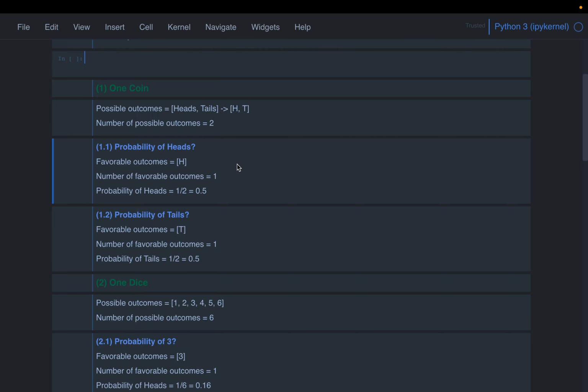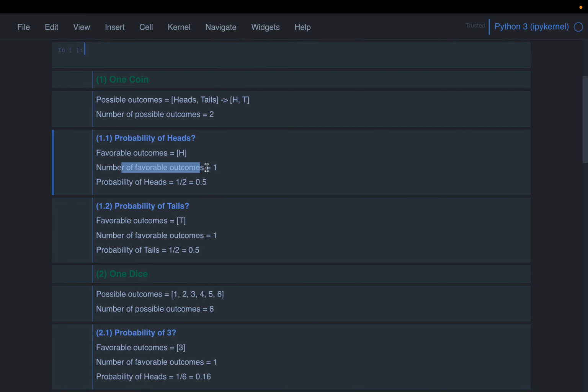Now the first question: what is the probability of heads? In this case, the favorable outcome is only heads. Because this is the simplest example, it looks too trivial, but when we go to a bit more complex examples, it becomes clear why we need to explicitly state all the possible outcomes and all the favorable outcomes.